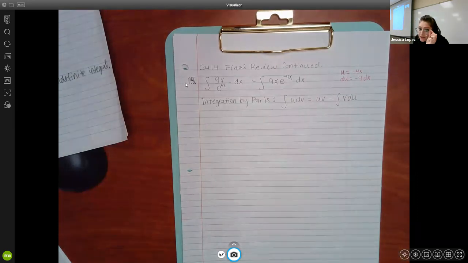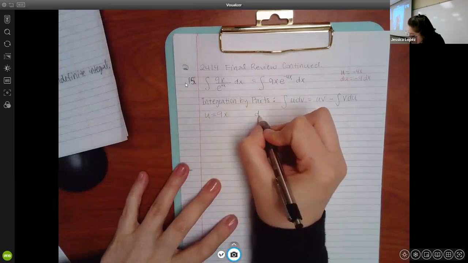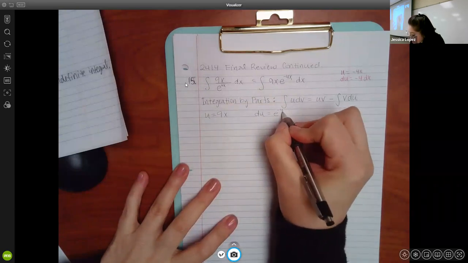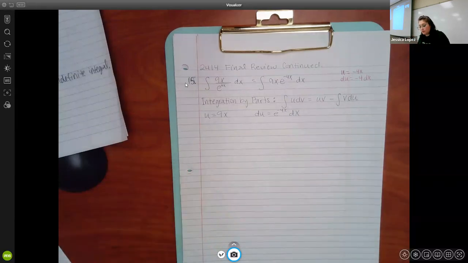Okay. Now, when it comes to figuring out what is u and what is dv, you really want to pick u as the thing that is easily differentiable, meaning I could take the derivative of it easily. And not only that, hopefully it eventually goes to zero. Okay. So normally that means my algebraic expressions, not my exponential expressions. Okay. So I would say u is going to equal the 9x, and then dv is going to equal the e to the negative 4x dx. Okay. And you can do the tabular method if you want to.